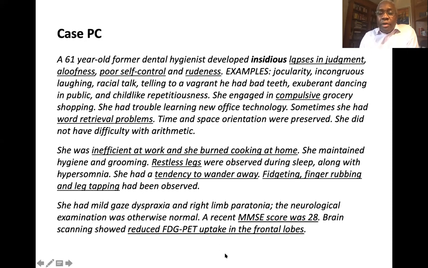When the brain MRI was normal, but then when the brain PET scan was done, it then showed an abnormal pattern. What I write here is reduced FDG uptake in the frontal lobes. I will explain this later with pictures.